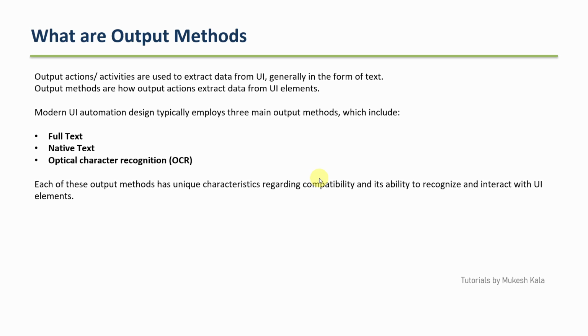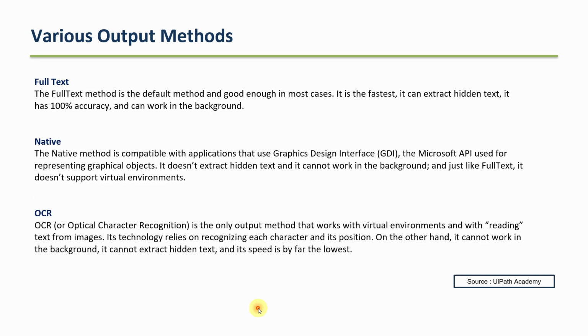Okay, in case you want to understand the same thing in a classic experience, we have a different video. I would provide the link in the description, and you can see how the same works in the classic design as well. If I talk about the high level differentiation, UiPath mentions that the full text is the default method and is good in most of the cases. When I say most of the cases, be it web automation or desktop automation, it works in most of the cases. This one is the fastest.